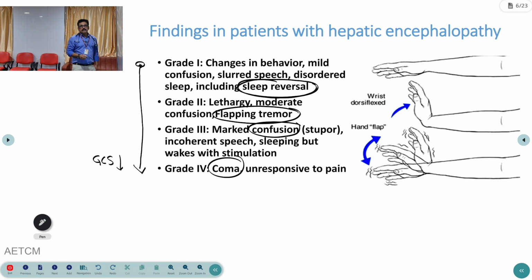But there are some key points to remember in all these grades. Sleep reversal is the first sign, flapping tremor is the second sign, confusion is the third sign, coma is the fourth sign.